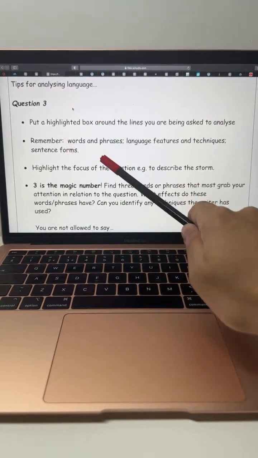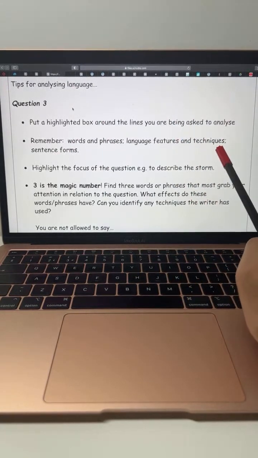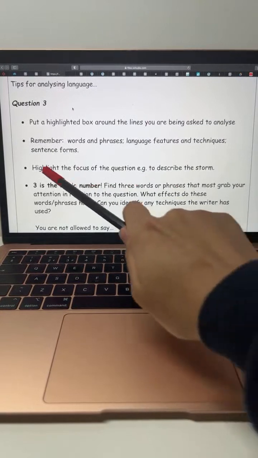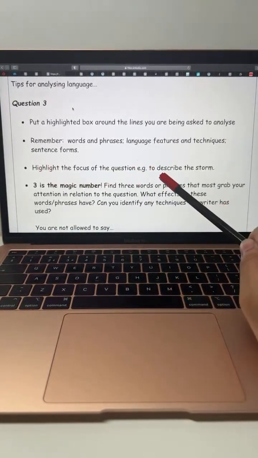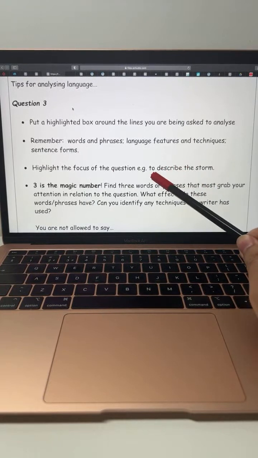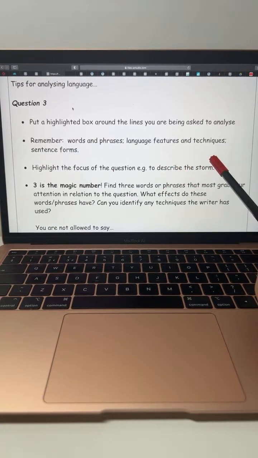Remember, words and phrases, language features and techniques, and sentence forms. These are the things you're picking out and looking out for. Highlight the focus of the question, for example, to describe the storm. So remember, all the quotes you choose have to show something to do with the storm, how the storm is being described. What you'll see often is that students are picking out quotes which are irrelevant, and therefore they struggle to analyze it in further detail.